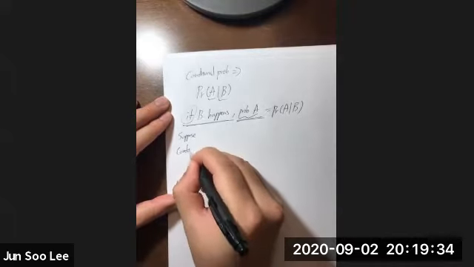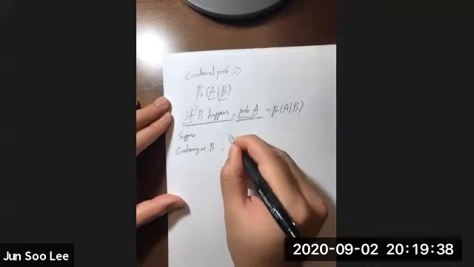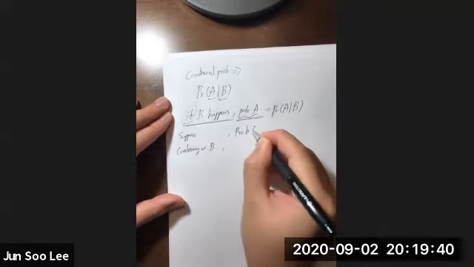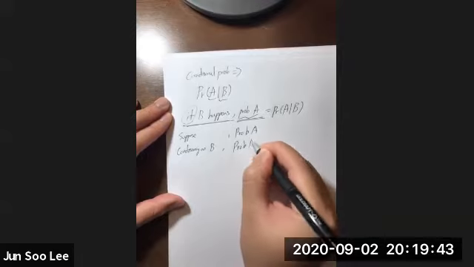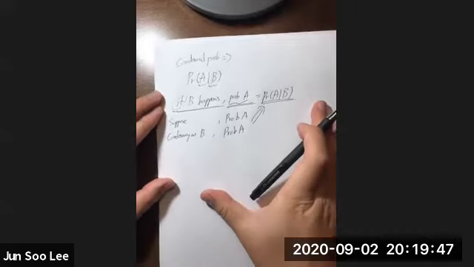conditioning on B, what is the probability of A? So all of these give this conditional probability. So far, these are the ideas.